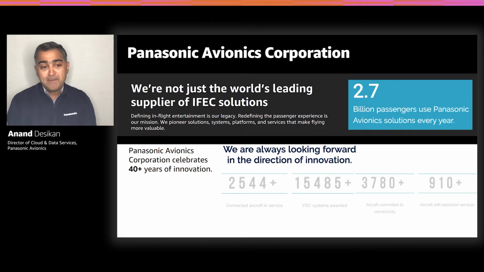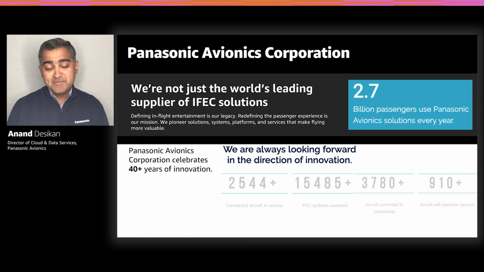Our mission in business is defining in-flight entertainment, which is our legacy, and also defining the passenger experience. One area that we focus on is to pioneer solutions, systems, platforms, and services that make flying more valuable.